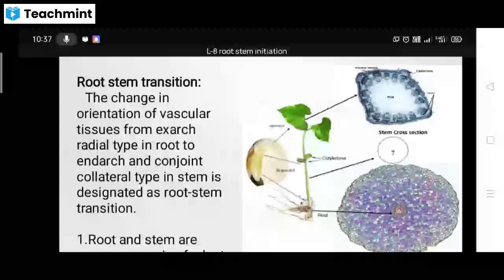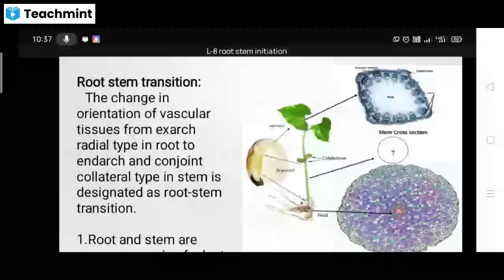Tell me, answer any one of you. What is meant by conjoined and collateral type of vascular bundles? No one? Xylem and phloem in the same line and cambium is absent.